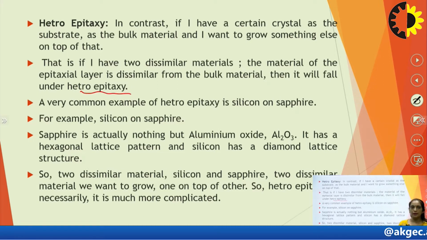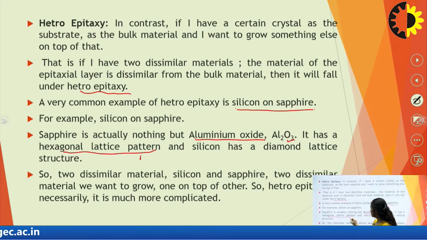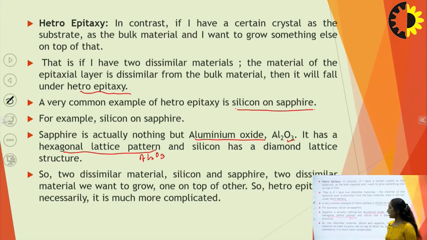A very common example of heteroepitaxy is silicon on sapphire. When we have to grow a silicon layer on sapphire, we know that its common name is aluminium oxide, Al2O3, and it has a hexagonal lattice pattern. This Al2O3 sapphire has a hexagonal lattice pattern, and silicon, we know, has a diamond lattice structure. So these two materials have different lattices, and we want to grow silicon on sapphire. That comes under the category of heteroepitaxy. This heteroepitaxy is a very complicated process and we have to monitor n number of parameters so that the grown epitaxial layer has the desired orientation.